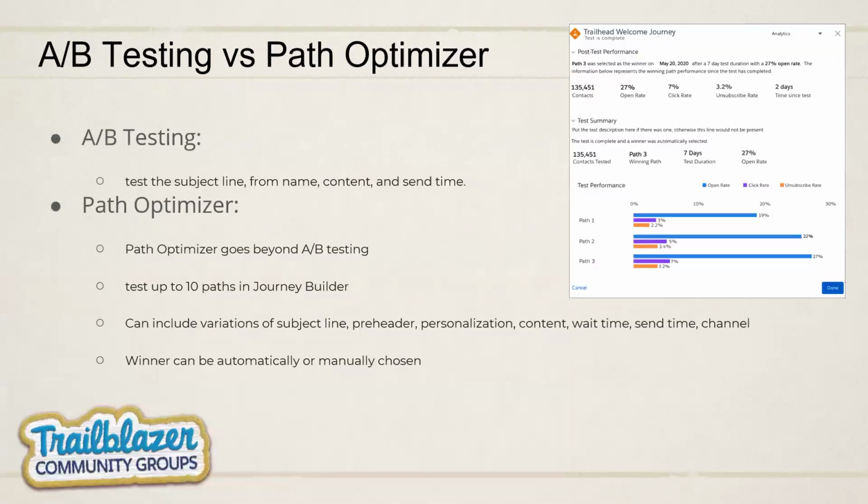Here are some of the differences between the A/B testing and the path optimizer. In the A/B testing, we only have the ability to test the variations of the subject line, from name, content, and the send time. But the path optimizer is an extension of the A/B testing that can be included within the journey builder, and we can include up to 10 different paths.